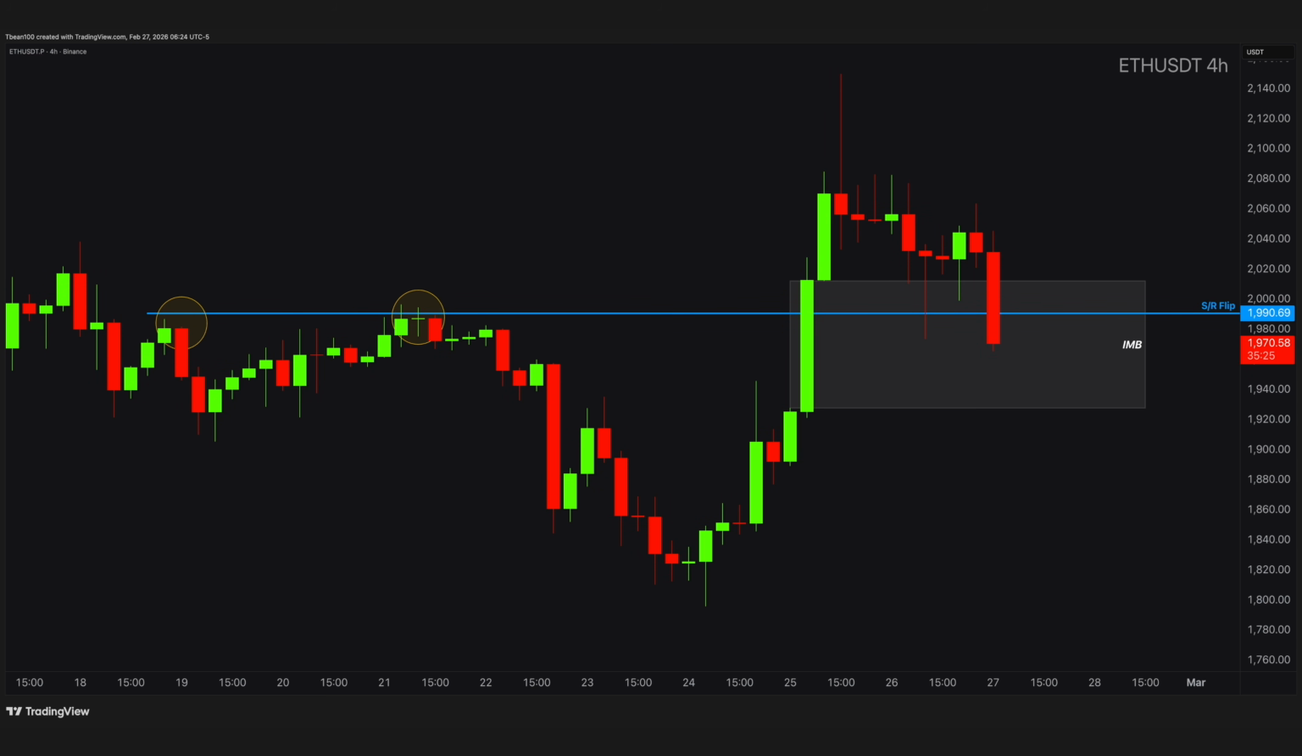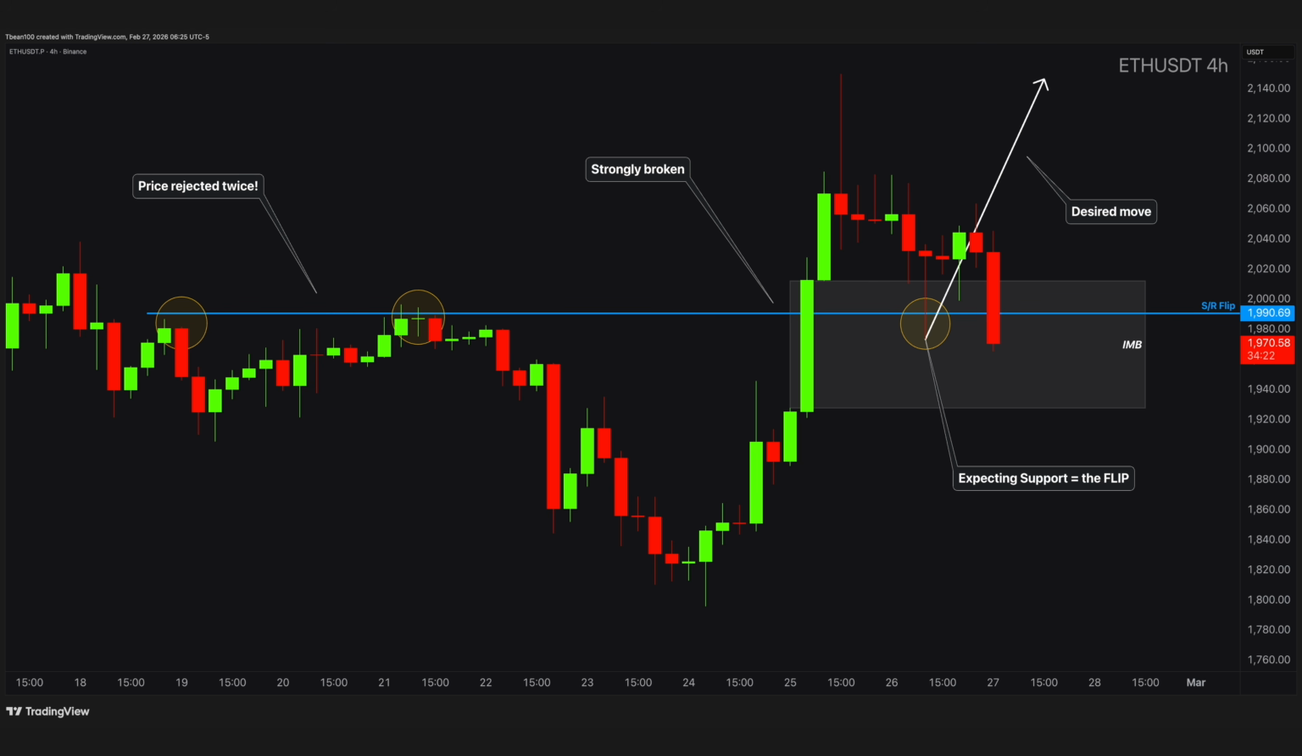Now, as you can see, price rejected these levels twice as a resistance. However, later on, this same area was broken very strongly with a lot of momentum. Normally, I would expect the price to find support in this area after the breakout. And then I would expect it to continue pushing higher from there.